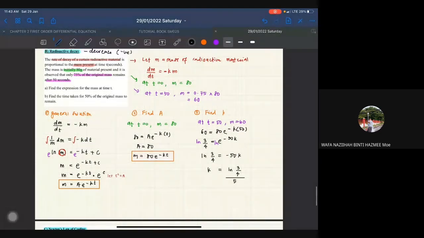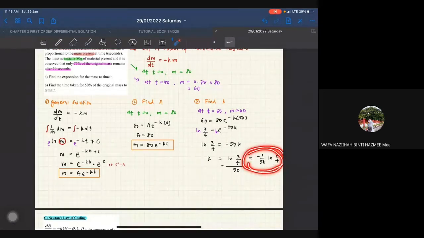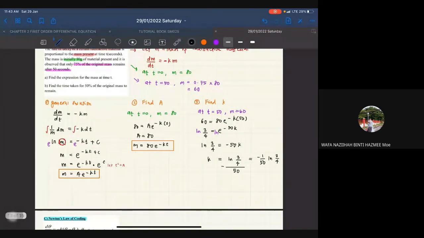Okay, so tak perlu bundarkan, biarkan sahaja dia macam ni. Kalau nak lagi cantik, kita susun dia negative 1 over 50 ln 3 over 4. Okay, so dapat tak nilai ni untuk K awak? You don't have to round it off to decimal. This is your K value. Do you get this one? Dapat. Okay, good. Alright, so saya assume yang lain semua dapat juga.